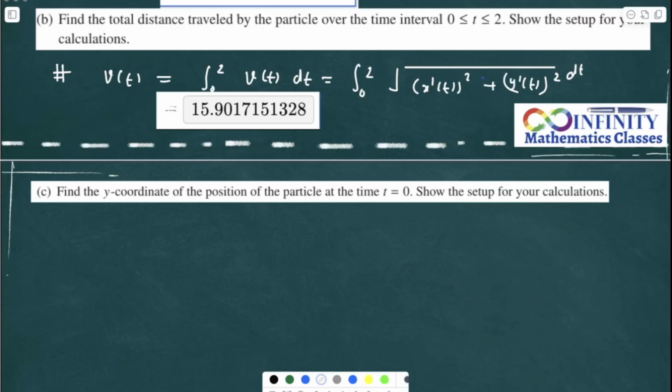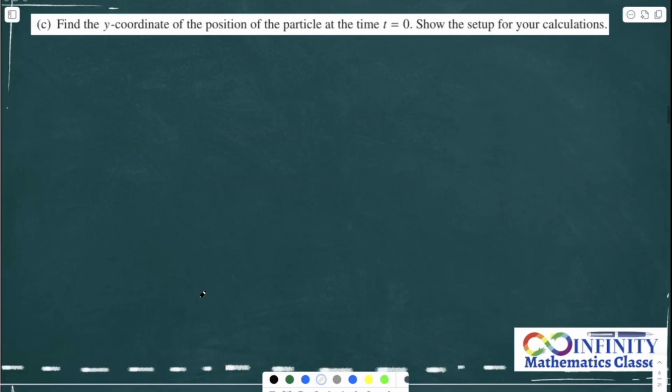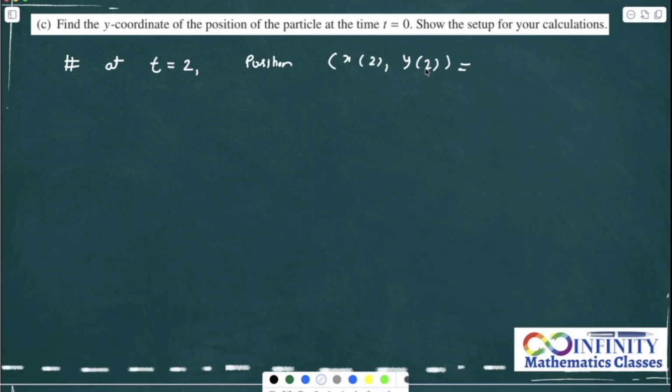So find the y coordinate of the position of the particle at time t equals 0. Show the setup of your calculation. Okay, setup is not a big task for you. The initial conditions given to you was at time t equals 2, the position was (x2, y2). It was given to you how much? It was 3 and 6.